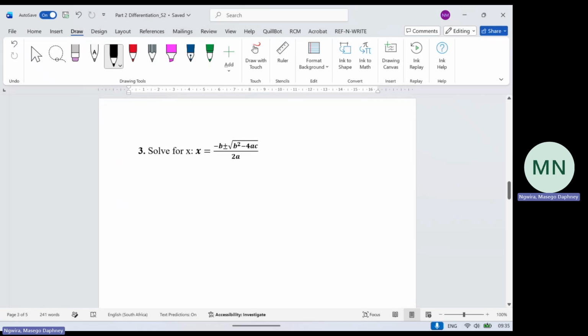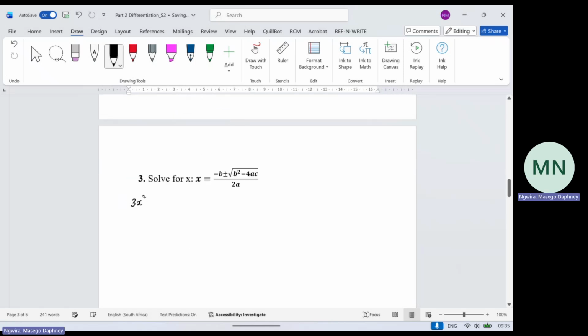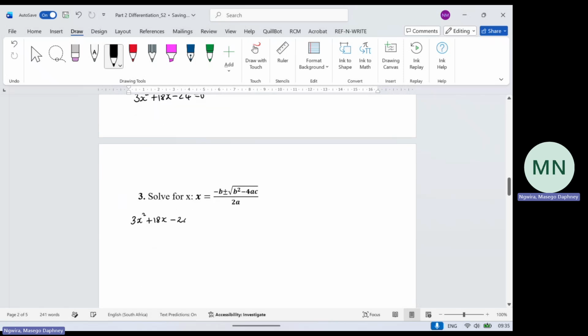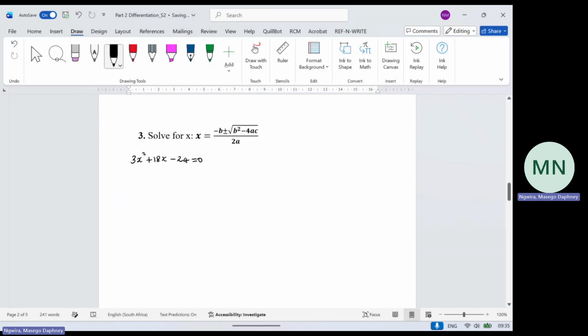So when you solve for x, remember, we have 3x squared plus 18x minus 24. You can factorize if you want. I'm just using the quadratic formula to help those who don't know how to factorize. So you can either factorize or use the quadratic formula, it's up to you. So now we're going to solve. We need to find our A is 3, our B is 18, and our C is negative 24. And then now we can solve.